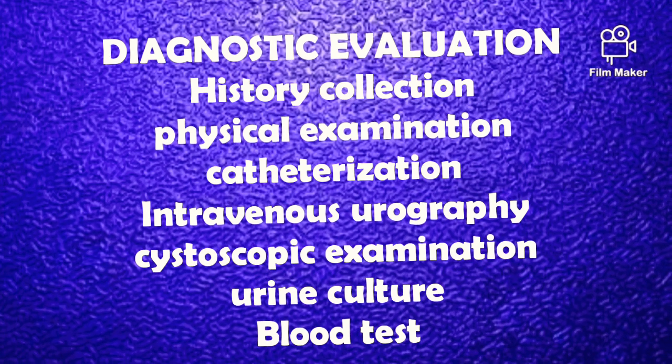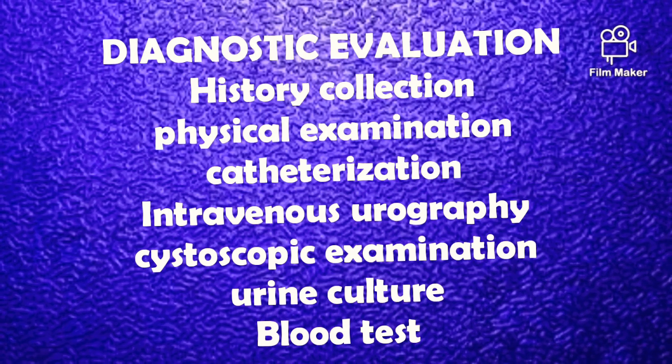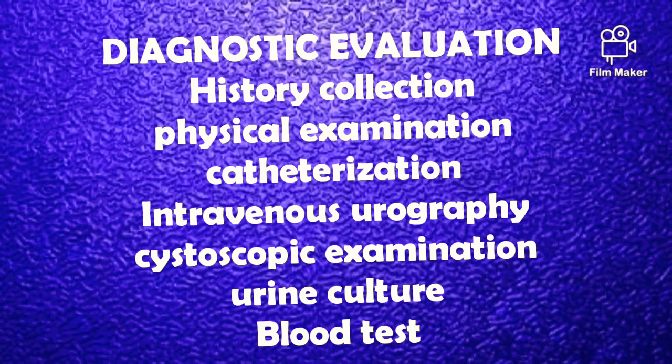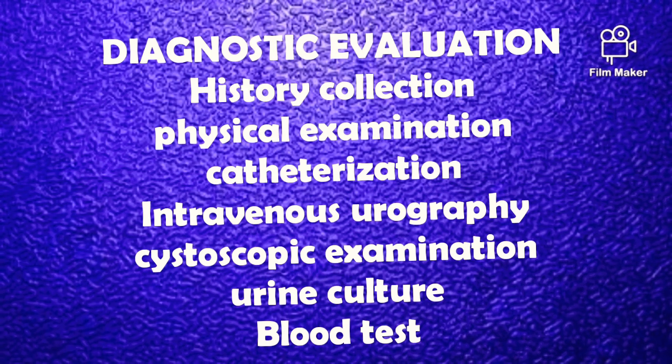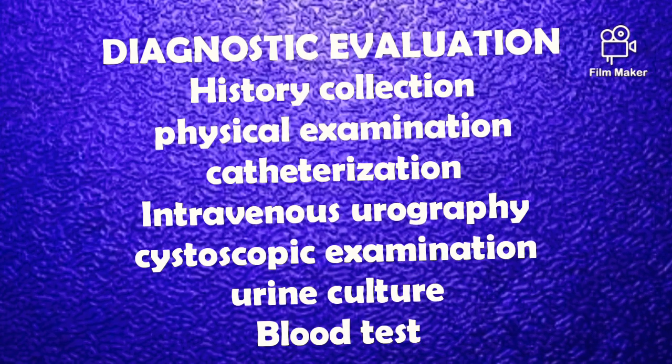Diagnostic procedures. First one, history collection and physical examination. Then cystoscopic examination and retrograde pyelography may be done. Then catheterization may be done immediately after voiding to determine the amount of residual urine in the bladder. Then intravenous urography is used to visualize the urinary tract and to measure renal excretory function. Then urine culture to find the urine infection. Blood test to determine the renal function.